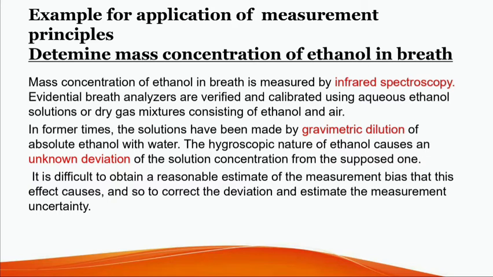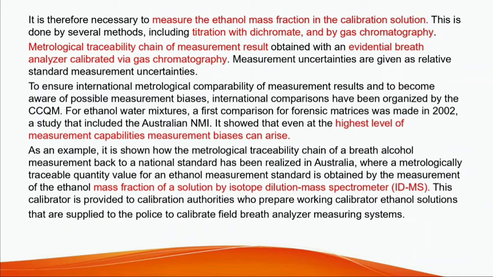The hygroscopic nature of ethanol causes an unknown deviation of the solution concentrations from the supposed one. It is difficult to obtain a reasonable estimate of the measurement bias that this effect causes, and so to correct the deviation and estimate the measurement uncertainty. It is therefore necessary to measure the ethanol mass fraction in the calibration solution. This is done by several methods, including titration with dichromate and by gas chromatography.